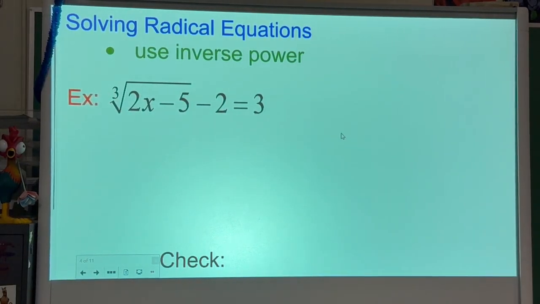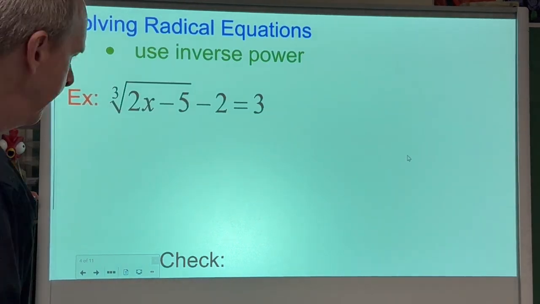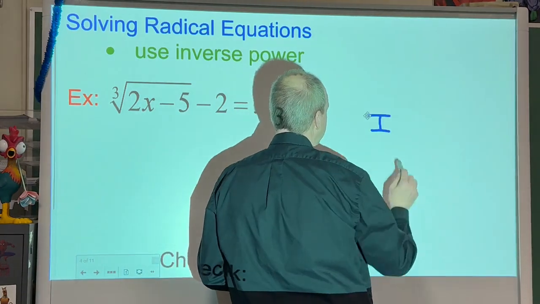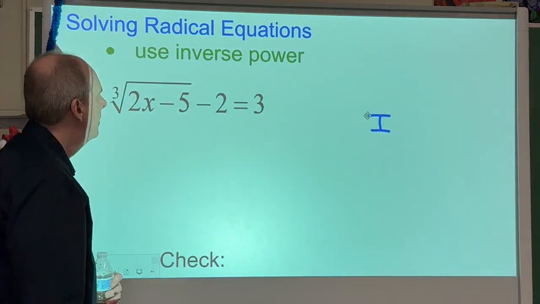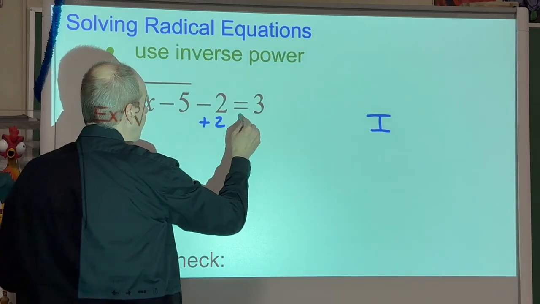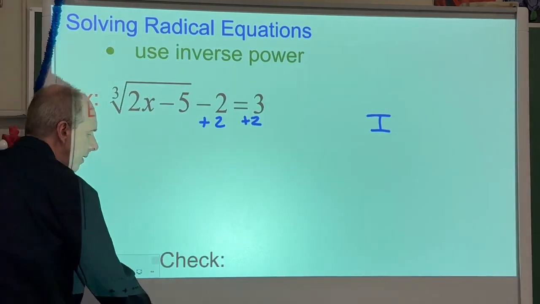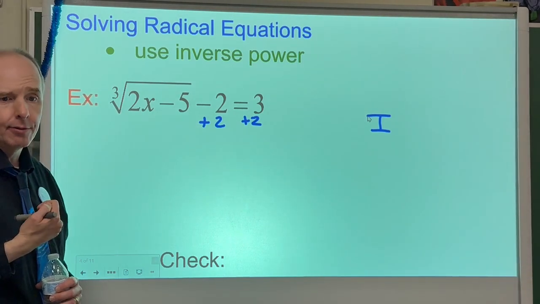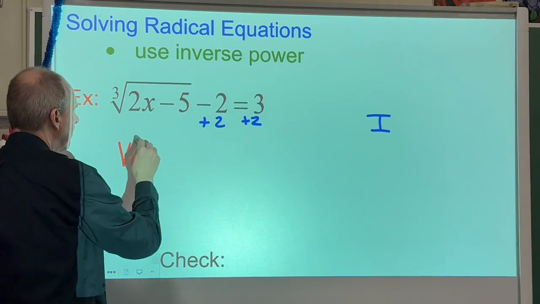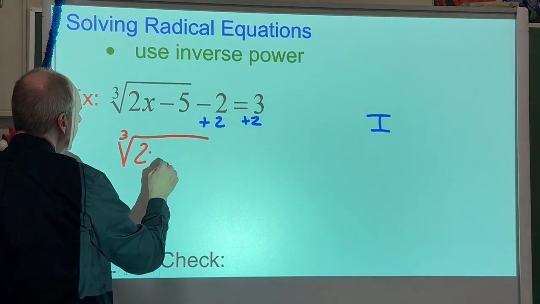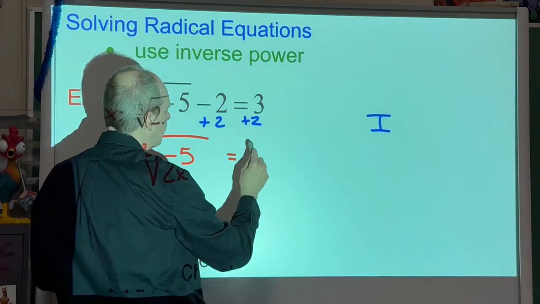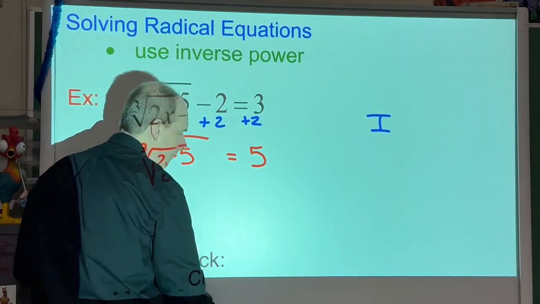We're still going to isolate. Isolation will still be first. So how do we isolate? Let's add 2 to each side. Why am I doing that? Because it's on the outside of my cube root. Cube root of 2x minus 5, that's all under the cube root, equals 3 plus 2 is 5.